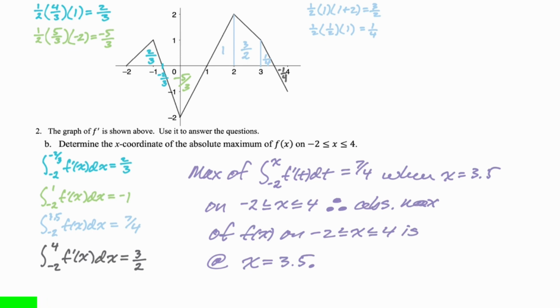Therefore, the absolute maximum of f of x on that interval is at x equals 3.5. We cannot actually find the value. We just know that that's true.